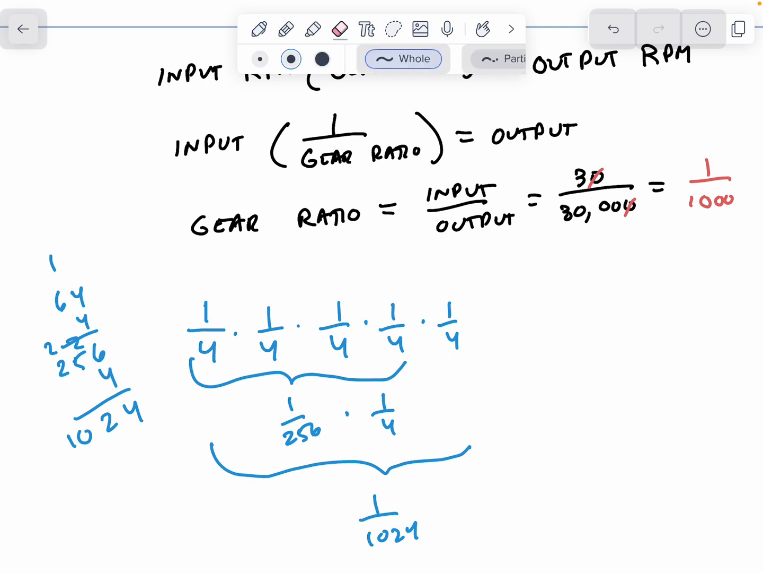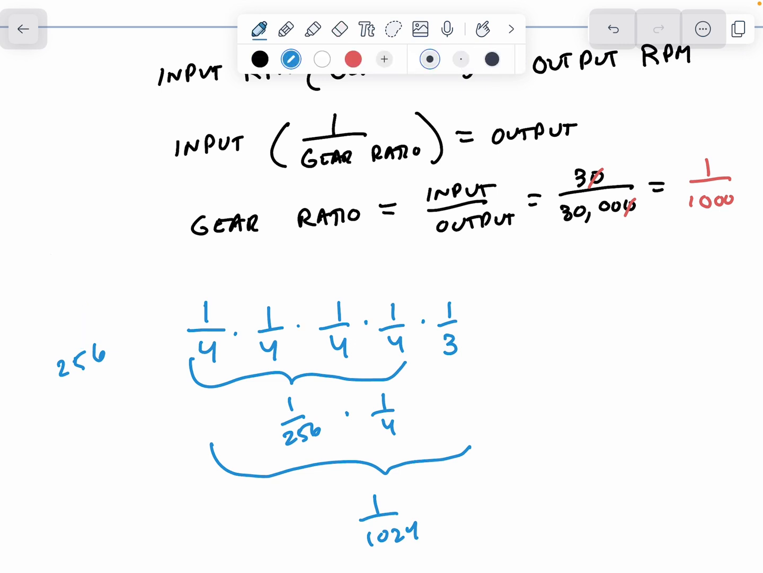If we had tried 1 over 3, what would that have given us? Let's try that. If we did 256 times 3, does that get us any closer? That would have given us 1 over 768. I would say that's pretty close, probably close enough.